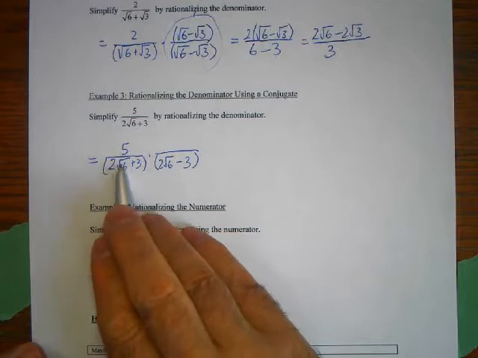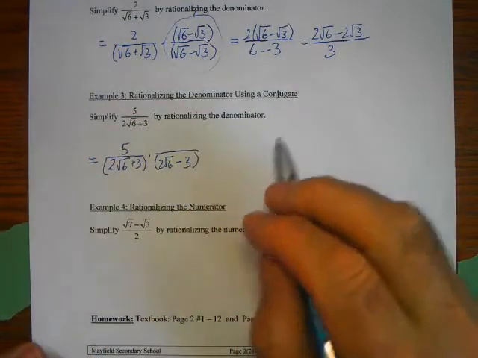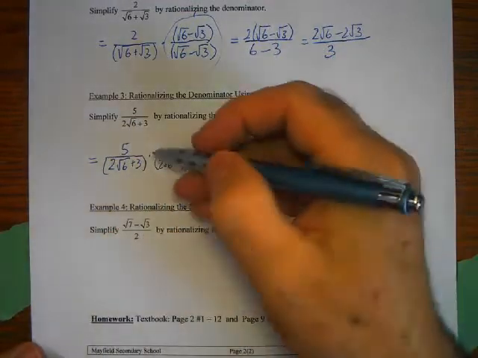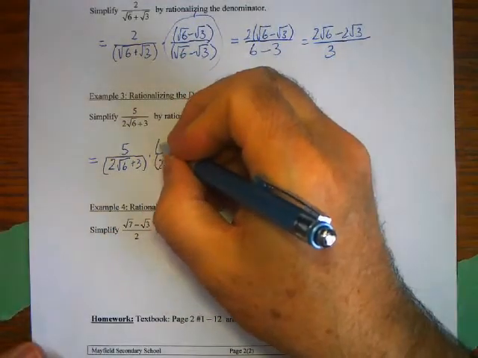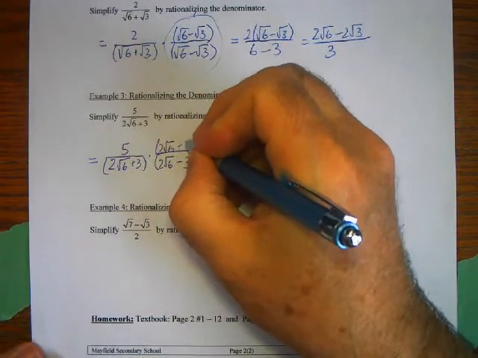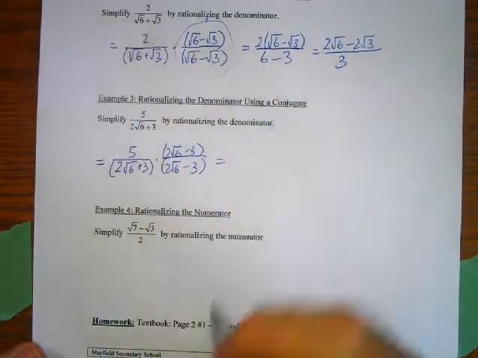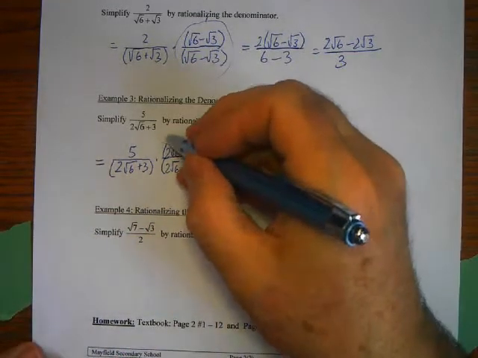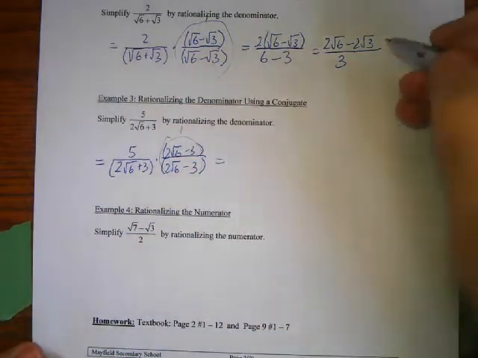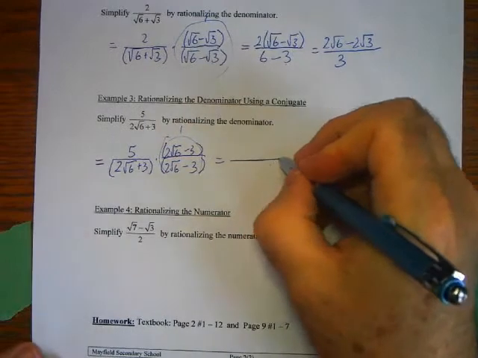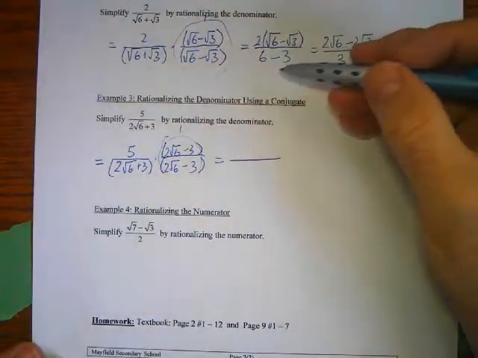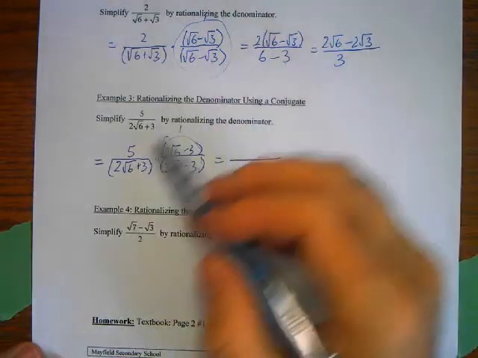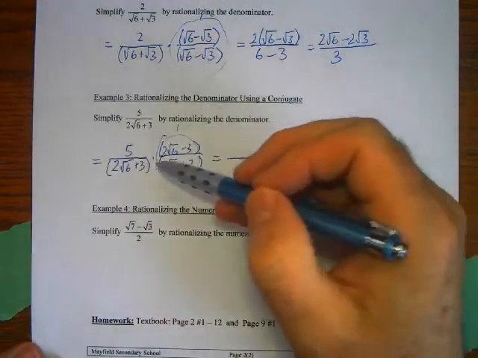So anytime you see any kind of binomial on the bottom with a radical in both or one of the terms, then you just take the conjugate and multiply both numerator and denominator by that. You can see the conjugate just changes the signs. And again, this is just 1. If I multiply the bottom here, if you take the shortcut, it's the 2 root 6 squared minus 3 squared.